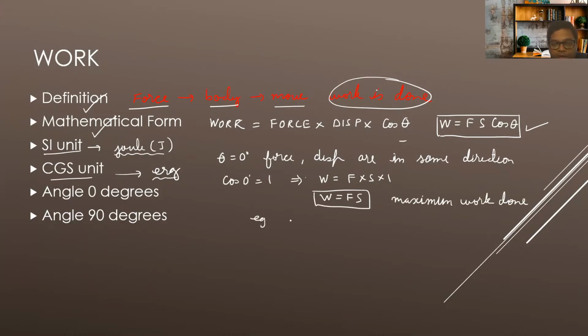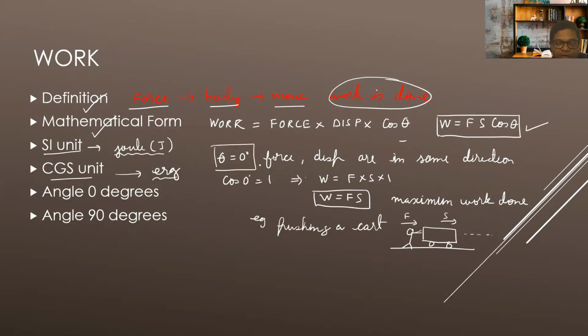An example can be of pushing a cart. So if a cart is like this, and if a person is pushing it, so he is applying a force, and the displacement of the cart is also in the same direction. So this is when theta is 0, that means the angle between force and displacement is 0, work done is maximum.